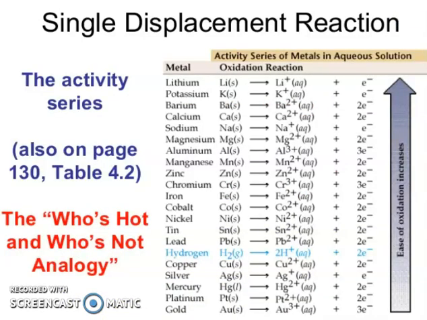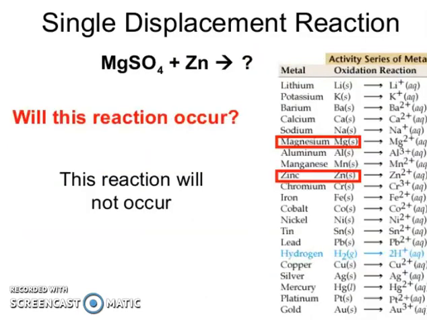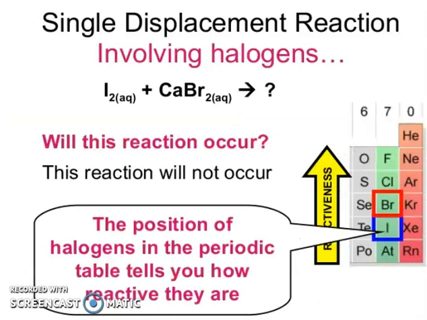You know this table, the activity series of metals in aqueous solutions. The activity series also, in the tables, who's hot and who's not analogy. So single displacement reaction: magnesium sulfate and zinc. Will this reaction occur? This reaction will not occur. Single displacement involving halogens: I2 plus calcium bromide. Will this reaction occur? This reaction will not occur.